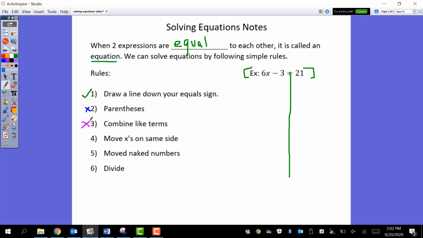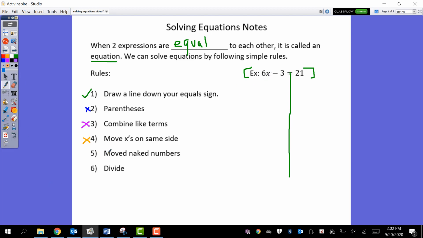I don't do all the steps every time. It depends what's in the equation. And in this equation, there were no parentheses and no combined like terms. Okay, great. Step number 4, we're going to move x's so that they are on the same side. Usually, I like to move the x's so that they're on the left side. So I'm going to check, are there x's on more than just the left side? Well, right now I have the 6x over here on the left. On the right, do I have any x's? No, I only have 21. So I'm going to skip that step too. All my x's are already together.